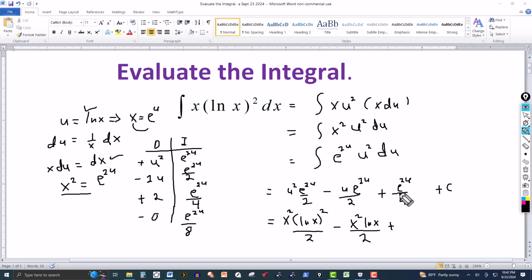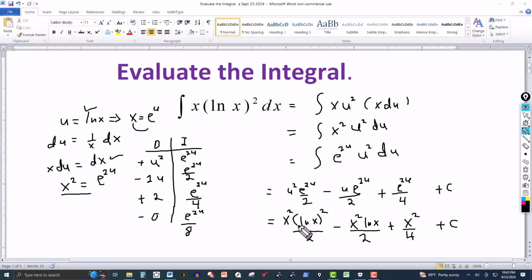Plus, again, e to the 2u is x squared. So this will be x squared over 4. And of course you have your constant of integration. So the final result then is x squared times ln of x quantity squared all over 2, and then a minus x squared ln of x all over 2, and plus x squared over 4.